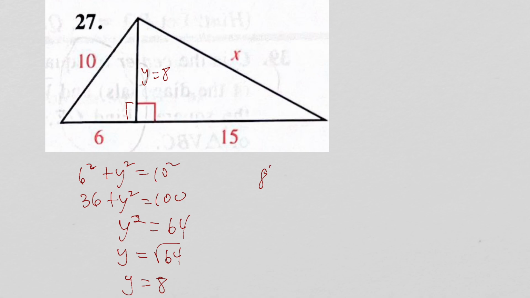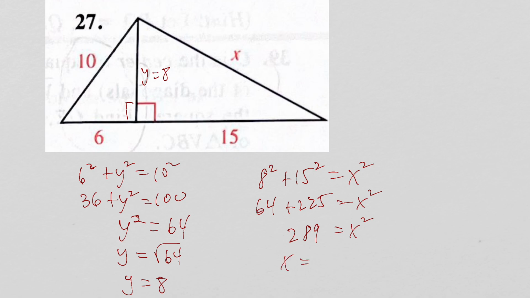So we have 8 squared plus 15 squared is equal to x squared. This is 289. So x is equal to the square root of 289. So x is equal to 17. And that's one of the triangles that you may have memorized, 8, 15, 17. A lot of people don't recognize that, and that's fine, so I did the math there.